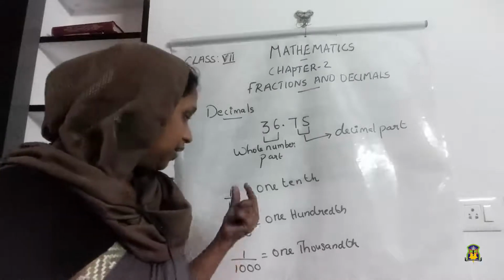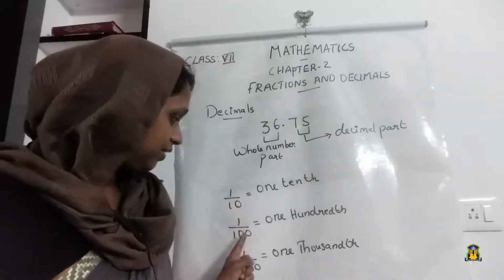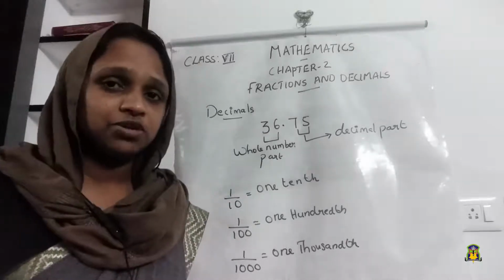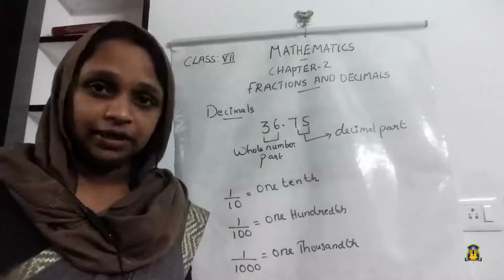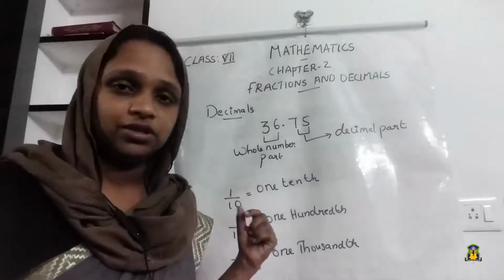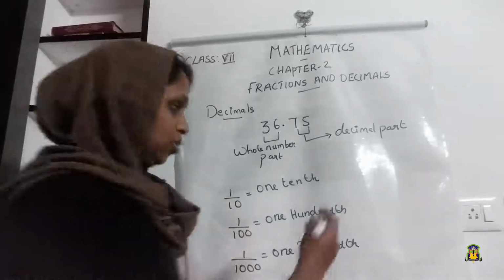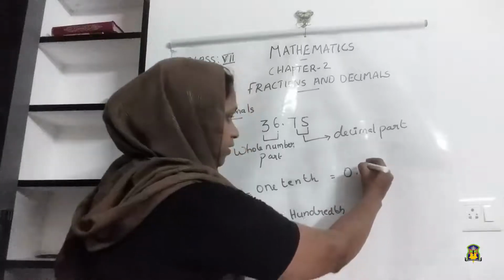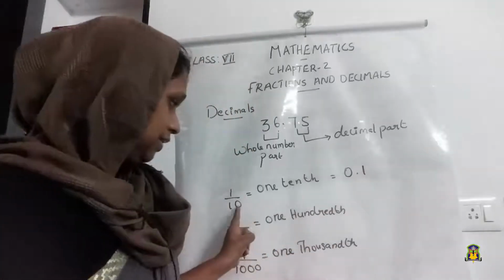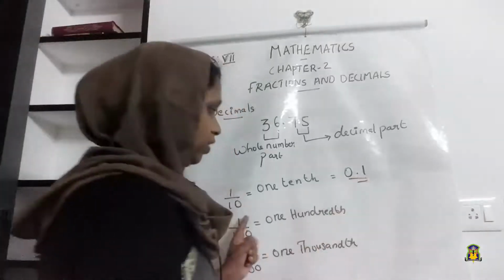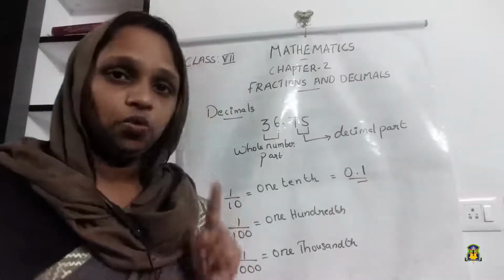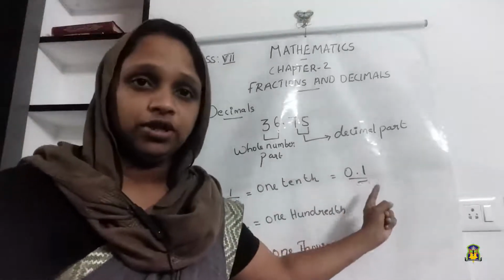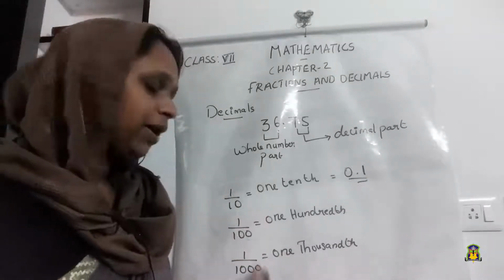Okay. Now, we know 1 by 10 means 1/10. We also know that fractions with the denominator 10, 100 and 1000 we can represent using decimals. How can we represent them using decimals? See, 1 by 10, no? In 1 by 10, the denominator 10 has only one zero. So we can write this as 0.1. Why? Because 10 has only one zero, so point after only one digit. Okay, that is 0.1. 1 by 10 is equal to 0.1.